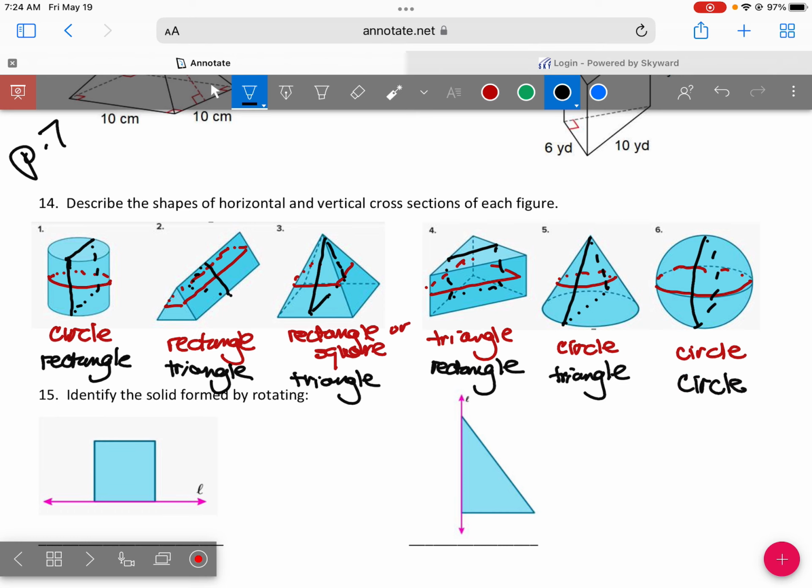So they're just saying if I take a slice in between those pieces, those are the shapes that we would have. Okay? Any other specific questions? No? Okay.